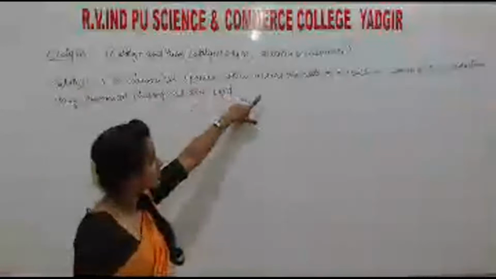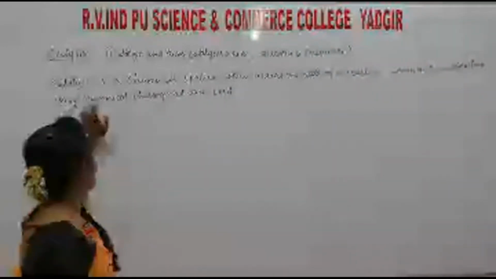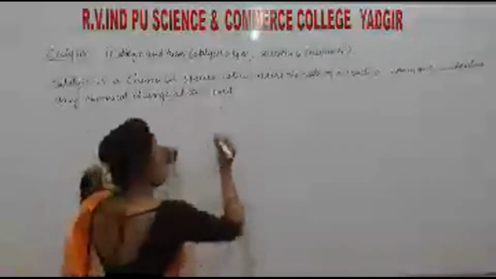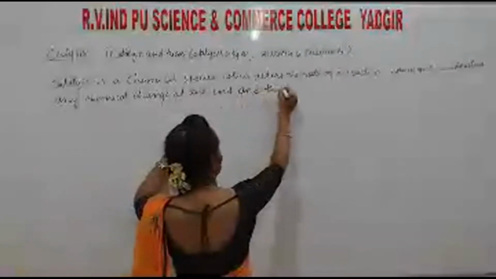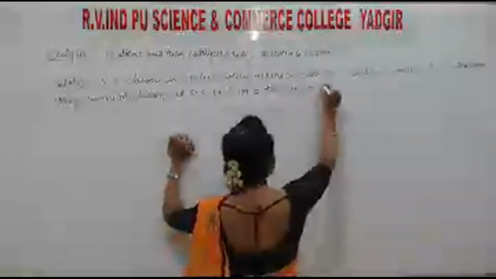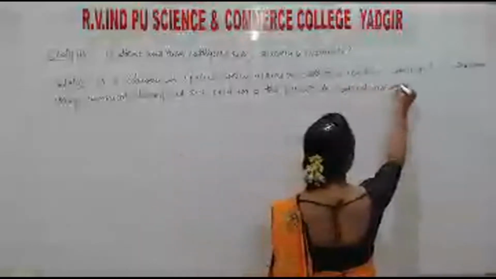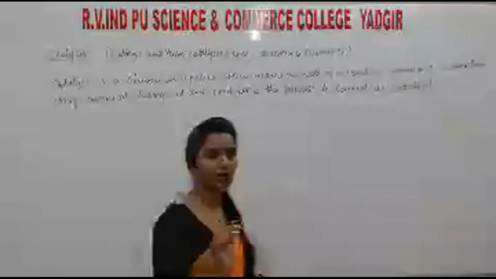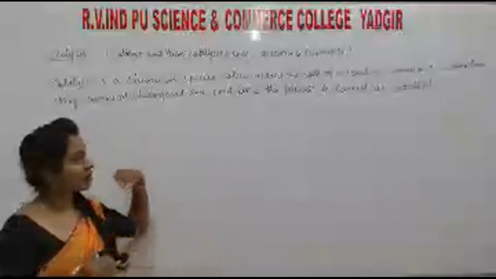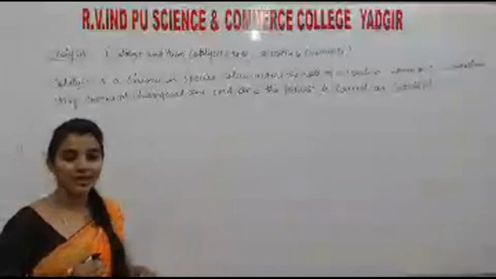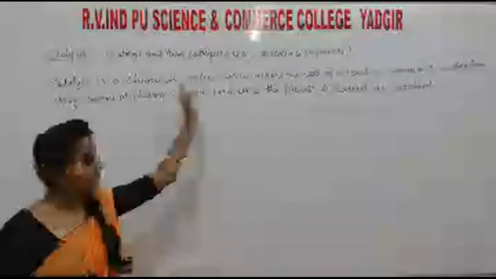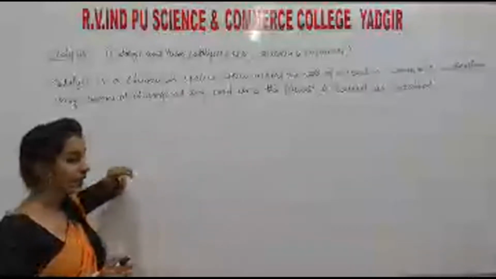Okay, listen. The catalyst is a chemical species which alters the rate of a reaction without undergoing any chemical change at the end. This is called as what? Catalyst. And the process is called catalysis. It is a phenomenon in which the catalyst alters the rate of a reaction without undergoing any chemical change. That phenomenon is called as catalysis. This complete process. Understand?